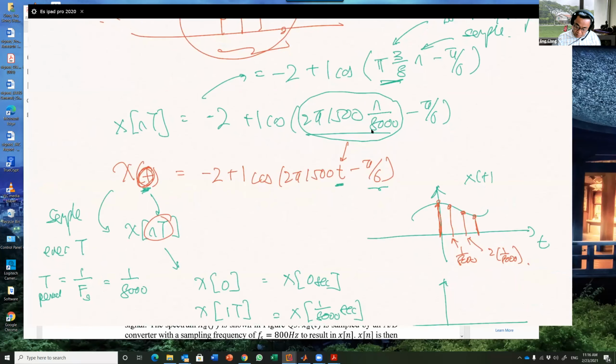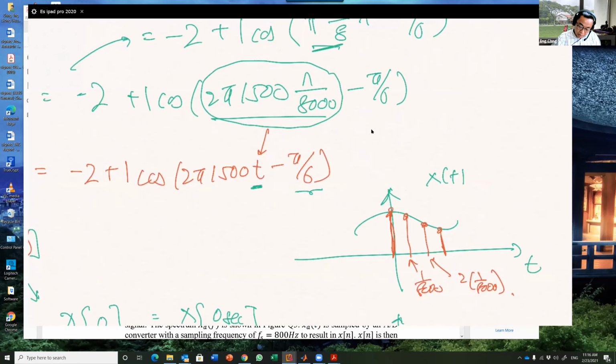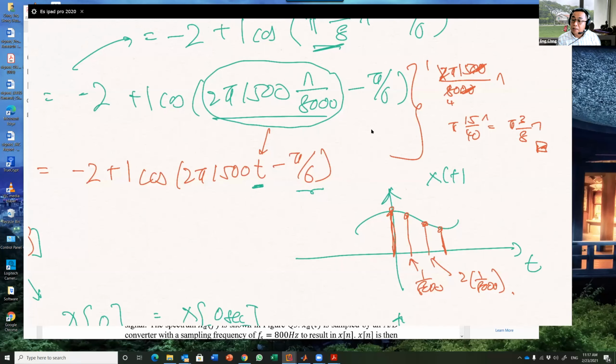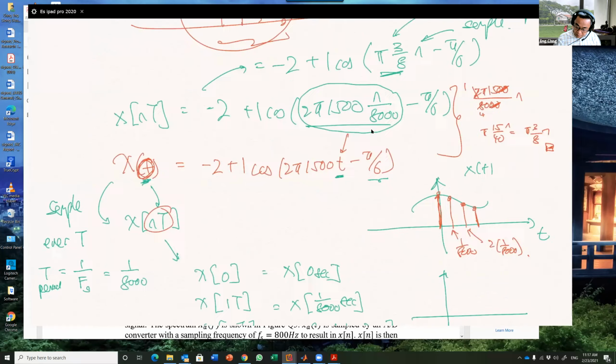Really? Okay, let's try. You're talking about this one, huh? Okay, let's work out. 2 pi 1500 divided by 8000, correct? So the 0 is gone. 1, and then we have 40. So we have pi 15 over 40 equals pi 3 over 8. Okay, any other questions, guys?